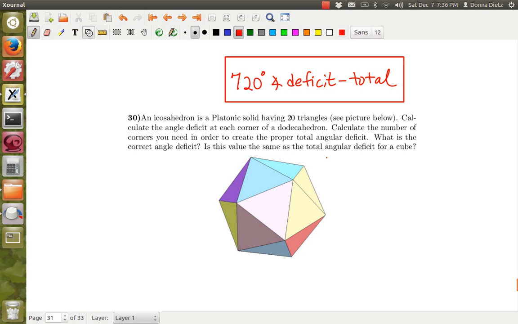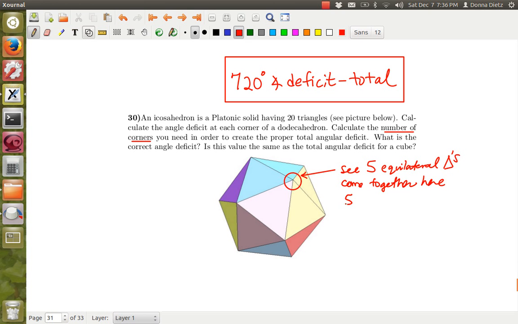If you have a solid object with no holes in it, then it will have a 720 degree total angle deficit. And what this question is asking is to calculate the number of corners, otherwise known as vertices, if you can already visually figure out the angle deficit per vertex or corner. You see 5 equilateral triangles come together here, and at each vertex it's the same.